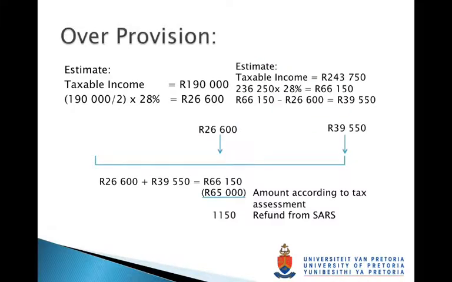And then if we do an over provision, the same example, but we tell you the amount according to the tax assessment is only 65,000 Rand. Can you see that you've paid 66,150 to SARS, but SARS says you only owe them 65,000 Rand. That means you paid too much, therefore you made an over provision. Therefore, SARS needs to refund you with 1,150 Rand.